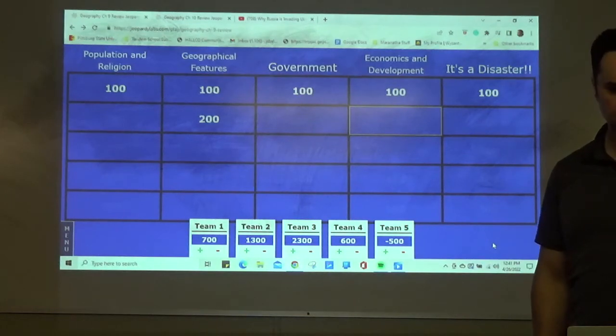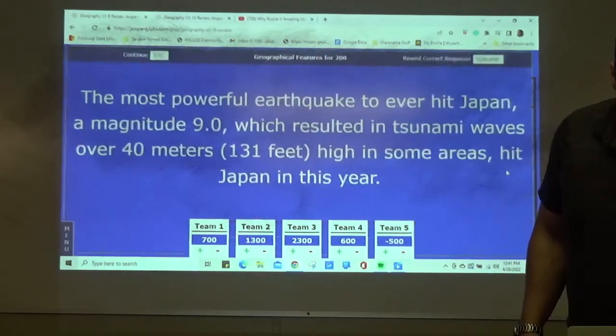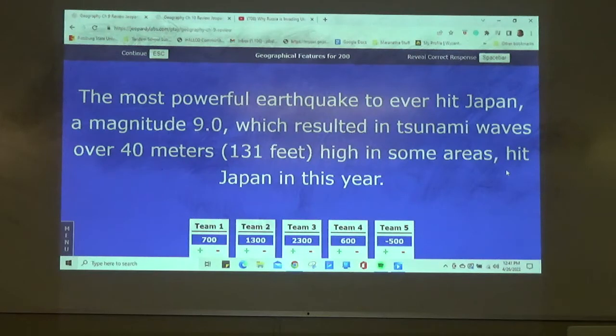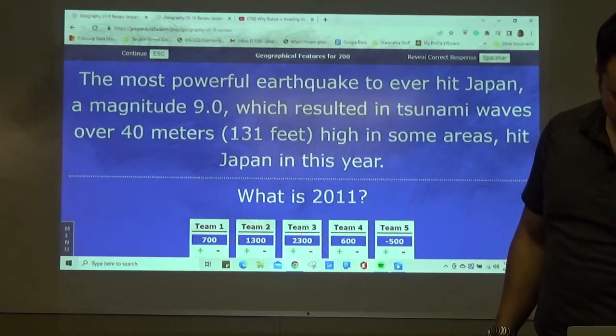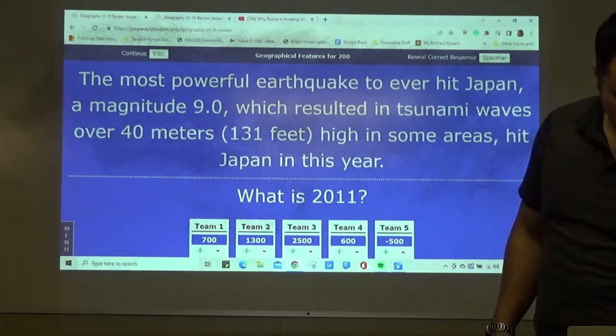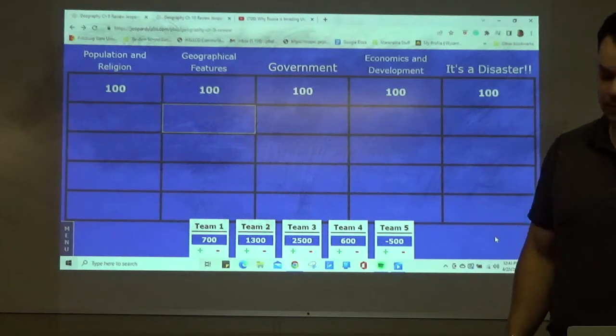Geographical features 200. The most powerful earthquake to ever hit Japan, a magnitude 9.0, which resulted in tsunami waves over 40 meters high in some areas, hit Japan this year. 2011. This has to be the year, right? It's 2011. Already done. All right, team 3.